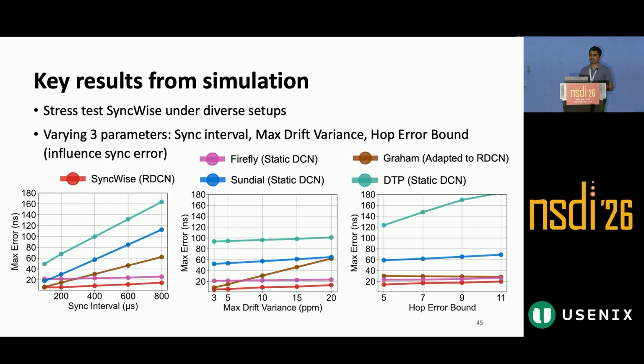We also stress test SyncWise under diverse setups. Essentially, we vary 3 key parameters that influence the sync error: the sync interval, the max drift variance, and the hop error bound. Again, we see that under all conditions, SyncWise maximum sync error remains minimal compared to the other baselines.